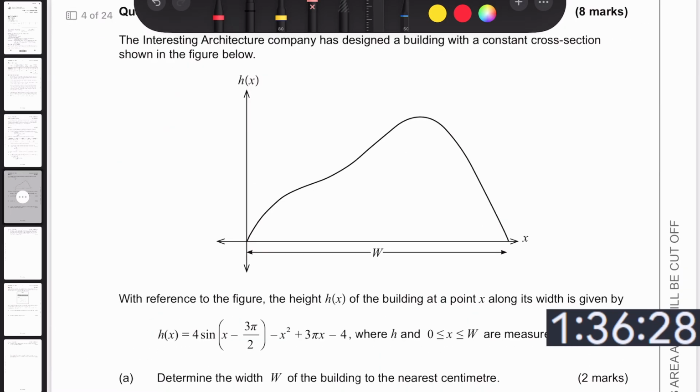An architecture company designs a building with a constant cross section, shown below. Reference the height of the building, remember that.